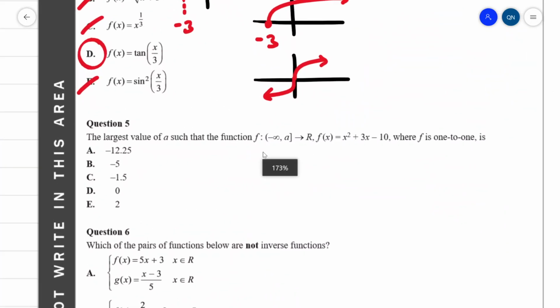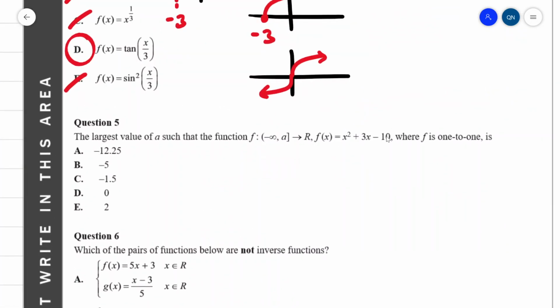Question 5, the largest value of a such that this function, this quadratic, is one-to-one. So this is a classic type of one-to-one question involving polynomials, or quadratics in this case. So let's think about it. Our quadratic is going to look like this somewhat. It's a positive quadratic, and we're asked to find the interval. Well, we're going from -infinity back to a, inclusive. And the question is, how far can you push a to the right? In particular, what's the largest value of a such that this whole graph here is still one-to-one?